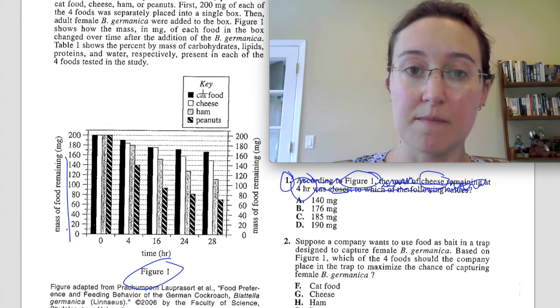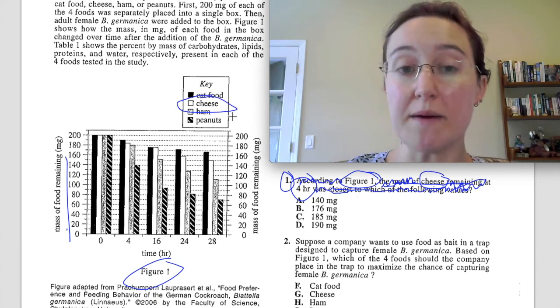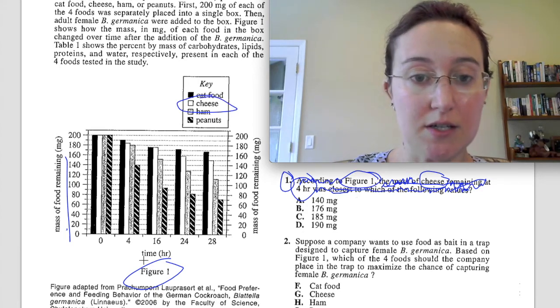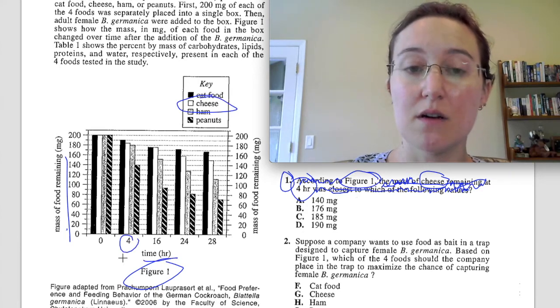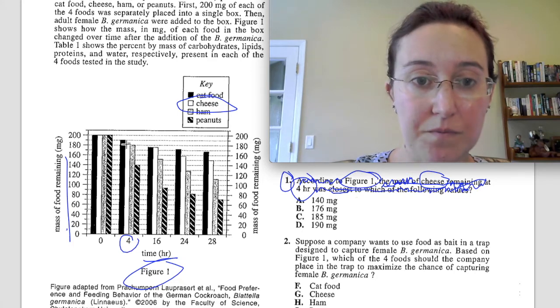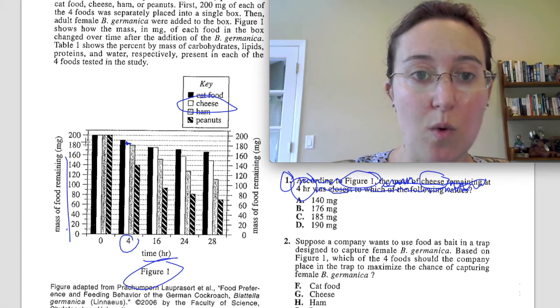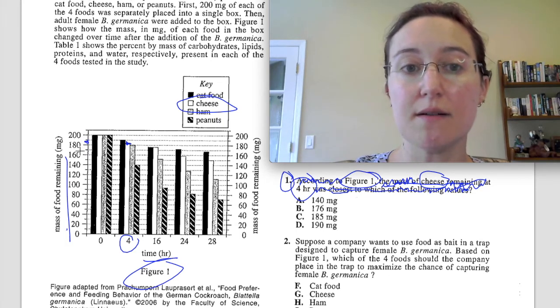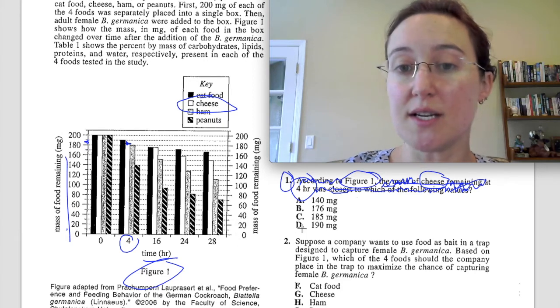Figure 1, cheese, which is the white bar, and here's time, so here's 4 hours. We look at the white bar right here. We see it ends right about here. Look over to the y-axis. And we end up right in between 180 and 190, about 185, which is answer choice C.